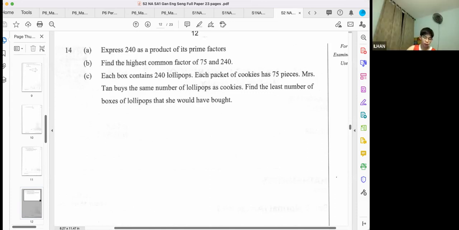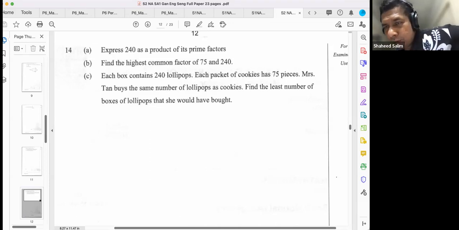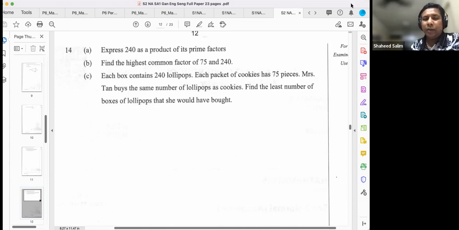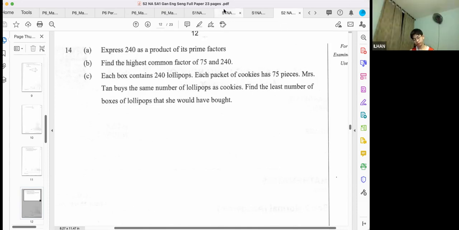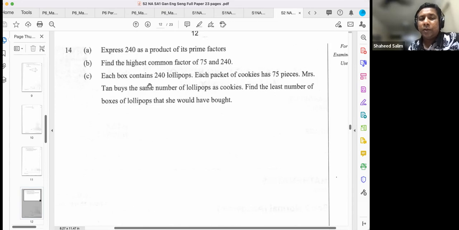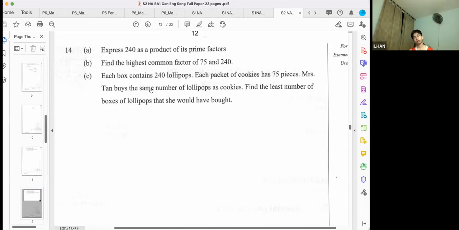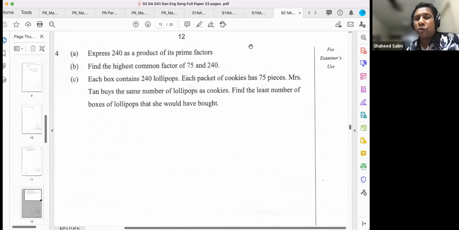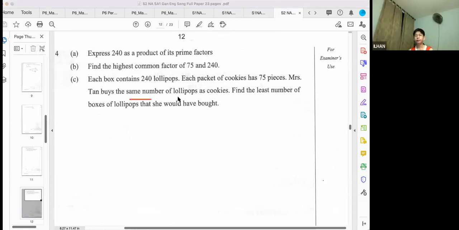I don't know whether it's right or not, but I got 480. 480? No, no. Okay, so now down here, each box contains 240 lollipops. Each packet of cookies has 75 pieces. They want the same number of lollipops and cookies. So what must you find? You must find the lowest common multiple, which is LCM.